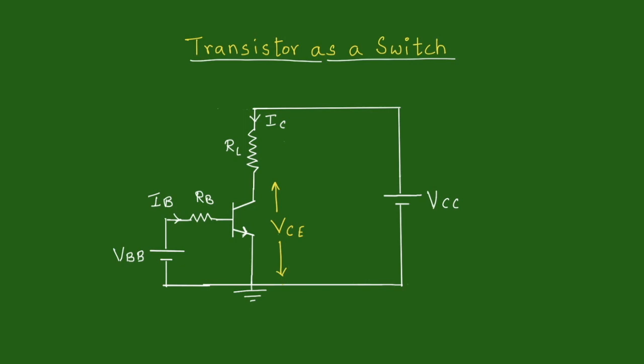The potential difference between collector and emitter of the transistor is called VCE. In this particular circuit, the emitter is connected to ground, and so VCE is the potential at the collector with respect to ground.